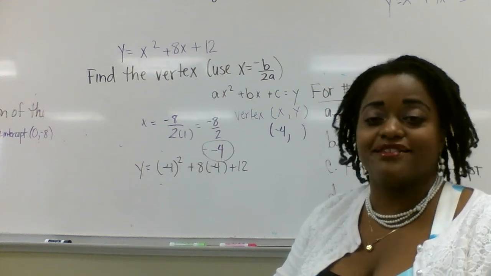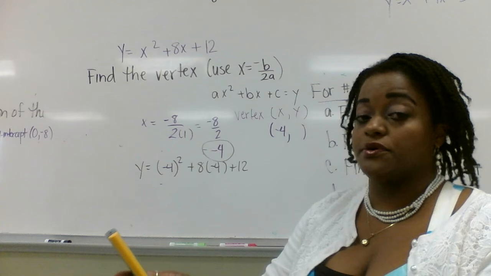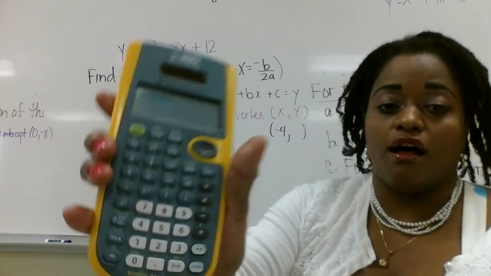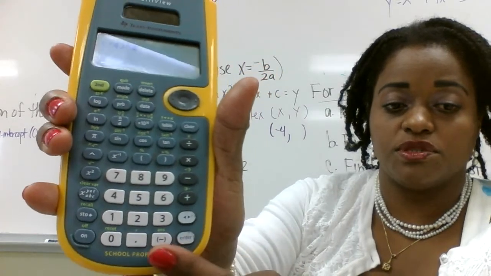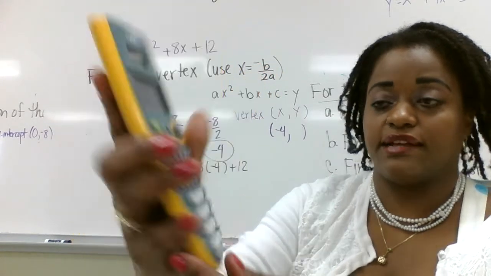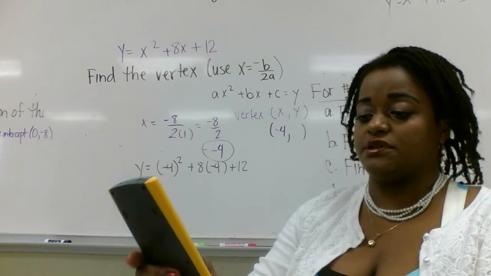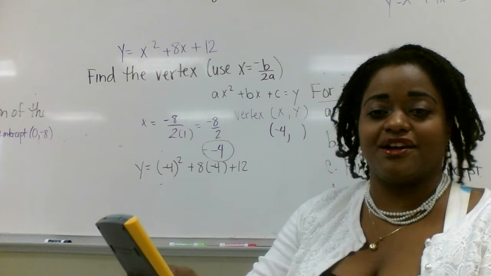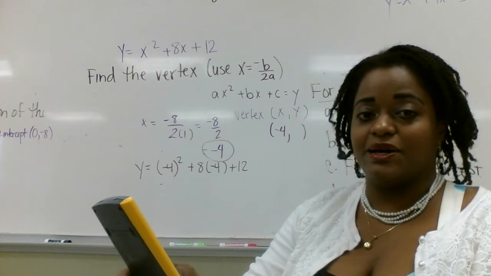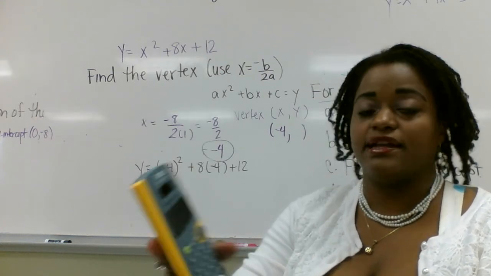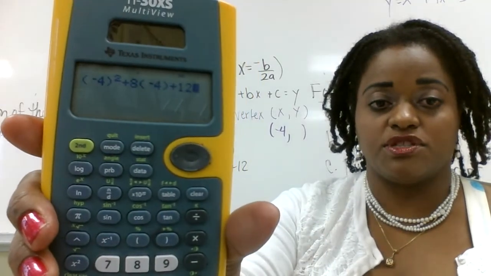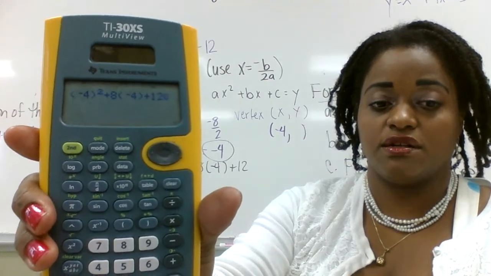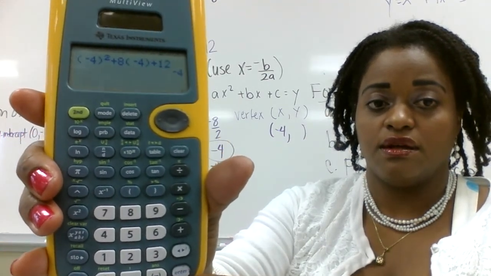So we're going to plug that in exactly how it is into the calculator. And this part's not that fun. So we do parentheses negative 4 parentheses squared. On the calculator, you use this button down here for negative. Okay, plus 8 parentheses negative 4 plus 12. Oh, I should probably tell you, there's no x in there. We're just using negative 4 instead of x. Press enter. Negative 4.